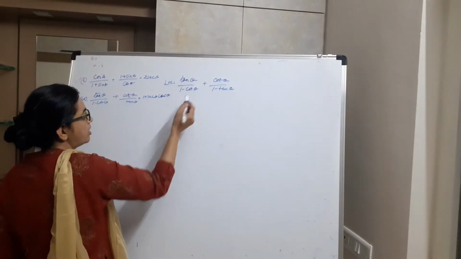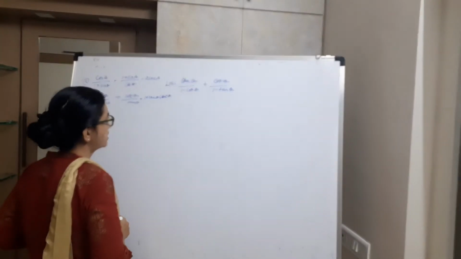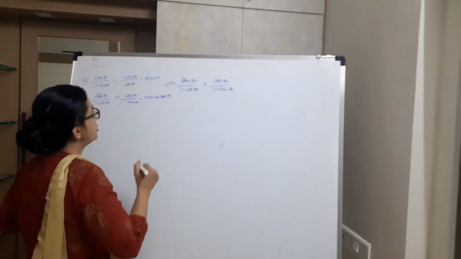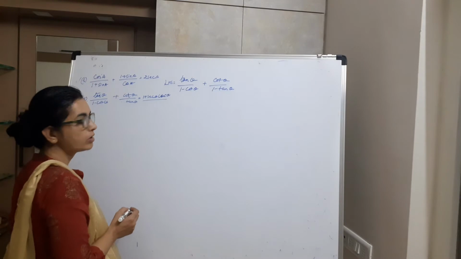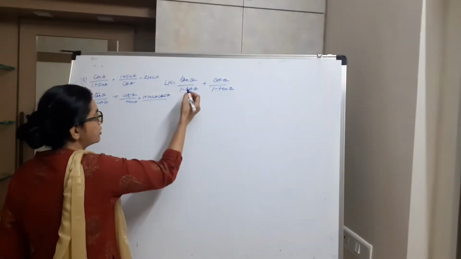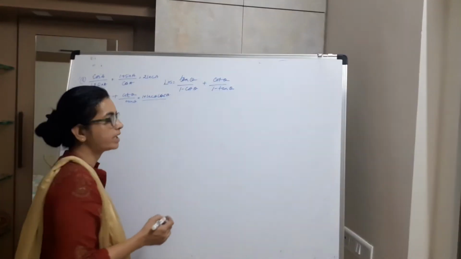Here in the LHS we have tan theta upon 1 minus cot theta plus cot theta upon 1 minus tan theta. We will move from LHS to RHS. In the RHS we have 1 plus sec theta cosec theta. So let us solve the LHS stepwise.